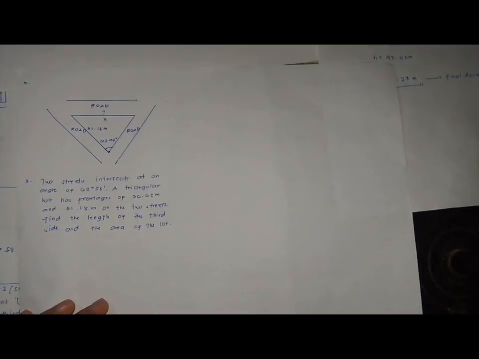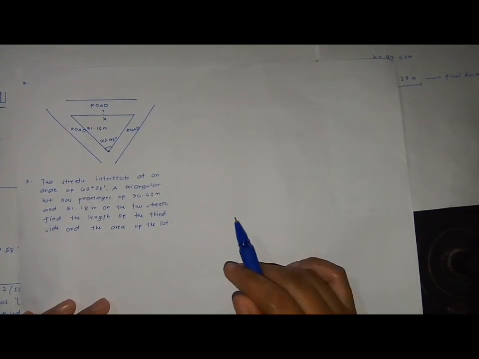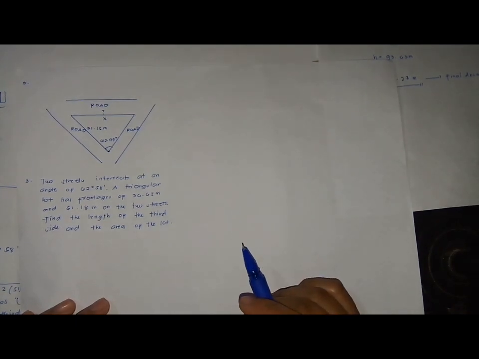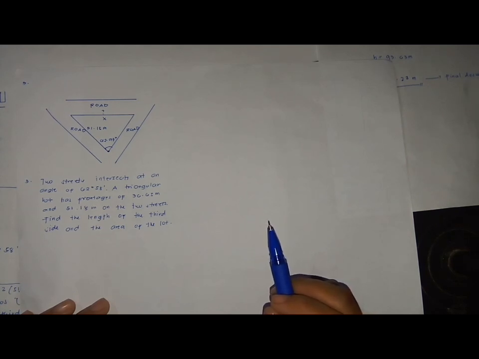For question number 3, two streets intersect at an angle of 62 degrees and 58 minutes. A triangular lot has frontages of 36.65 meters and 51.18 meters on the two streets. Find the length of the third side and the area of the lot.